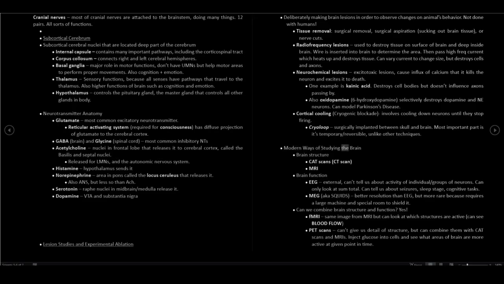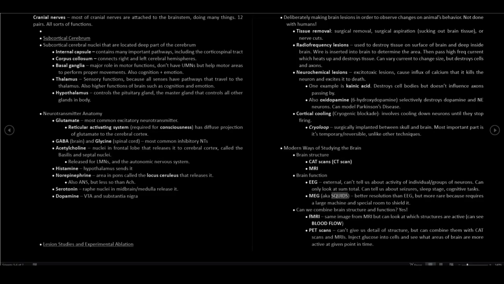Modern ways of studying the brain. Brain structure: CAT scans, CT scan, MRI. Brain function: EEG is external and can't tell us about the activity of individual neurons or groups of neurons. It can only look at the sum total. It can tell us about seizures, sleep stage, and cognitive tasks.